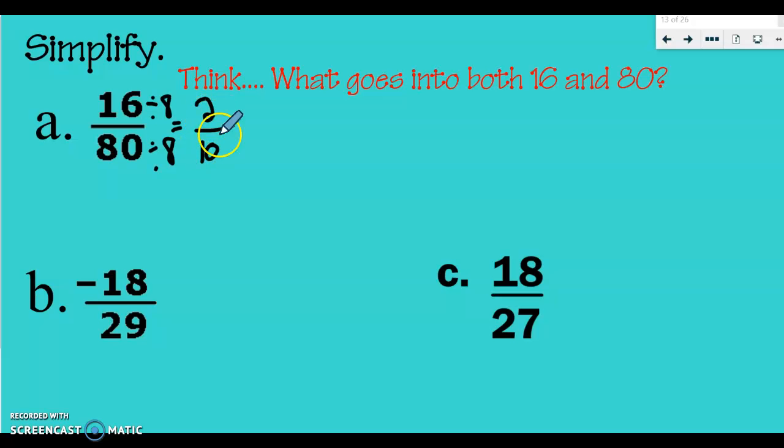Then you see both of those are even, which means 2 goes into both of them again. They have a common factor again, so I keep dividing. That means I did not use the greatest common factor, but I still saw a factor of 2 that goes into both of them, so I keep dividing. So that's 1/5.